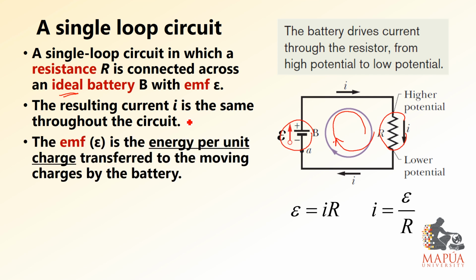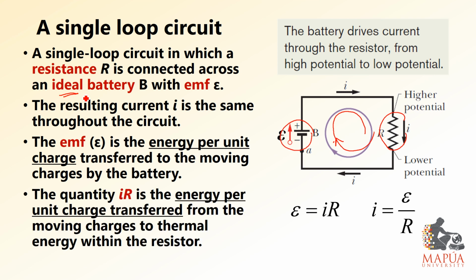The EMF of the battery is defined as the energy per unit charge transferred to the moving charges in a battery. Because of the closed circuit, or the single loop, and the potential difference between the terminals of the battery, there is now what we call an electric field. And because this battery contains an EMF, and we are considering an ideal battery, the quantity IR by Ohm's law is the energy transferred per unit charge from the moving charges to the thermal energy within the resistors.